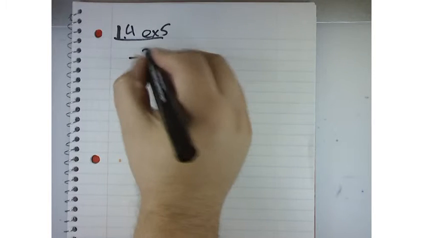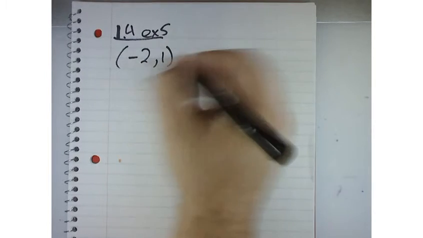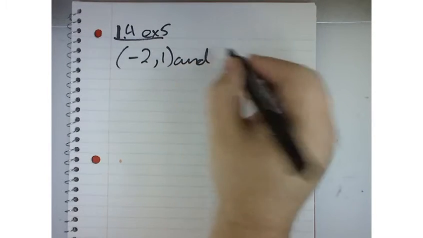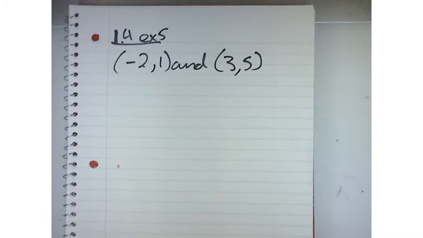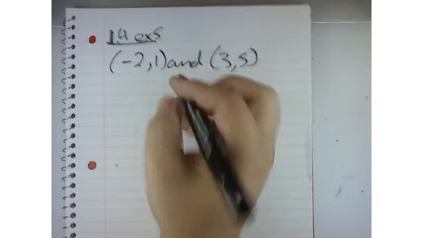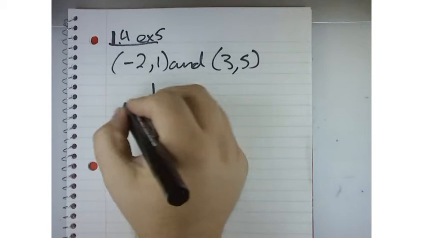Example number 5, it says find the parametrization of the line segment with the endpoints (-2, 1) and (3, 5). Okay? And so if I were to graph this, these are the endpoints, right?